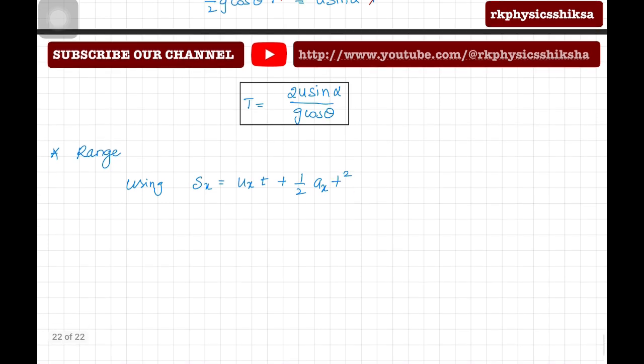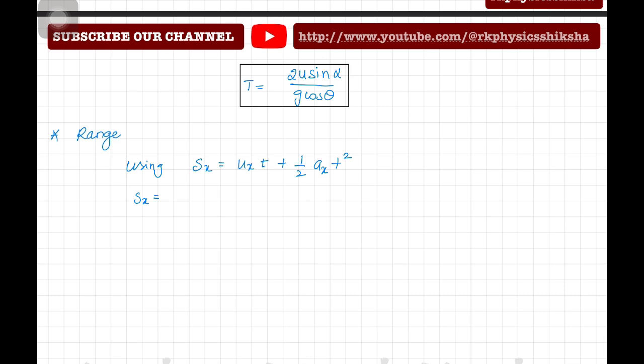t square. Here again Sx is the range, the horizontal displacement along the inclined plane, and ux is the value of initial velocity along up the inclined plane, which is u cos alpha, and ax is the acceleration which is minus g sine theta, and time of flight is t, which is equal to 2u sine alpha by g cos theta.